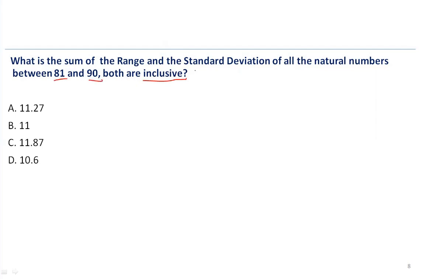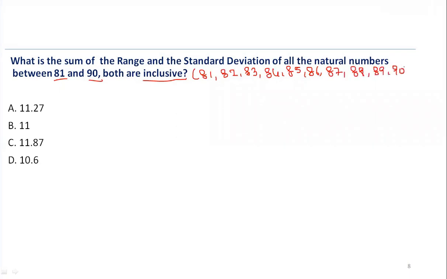Between 81 and 90 means indirectly they have given the observations here. Observations are nothing but 81, 82, 83, 84, 85, 86, 87, 88, 89 and 90. As they said, they are inclusive. Okay. So 81 to 90 means totally we are having how many numbers? Totally we are having 10 natural numbers.